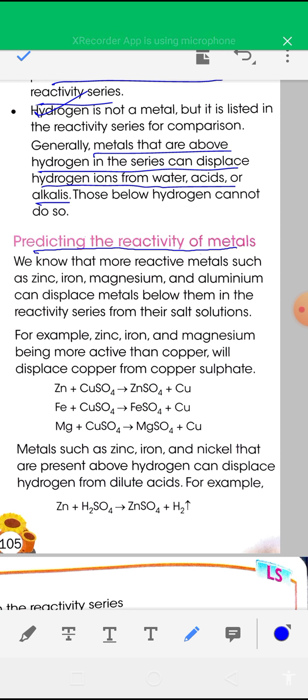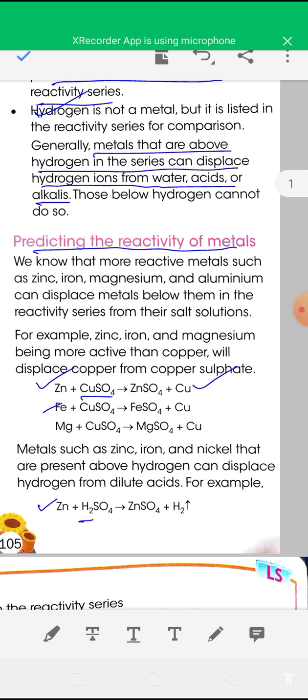For example, when a zinc rod is dipped in copper sulfate solution, as zinc is more reactive than copper, zinc displaces copper from copper sulfate solution. Similarly, Fe can displace copper from copper sulfate because Fe is more reactive than copper. Zinc can displace hydrogen from H2SO4 because zinc is more reactive than hydrogen according to the reactivity series.